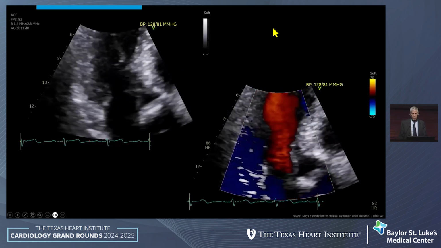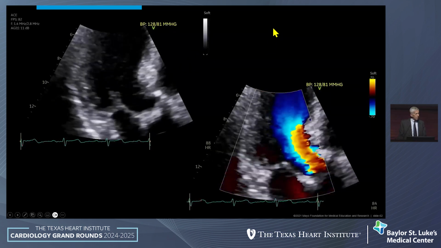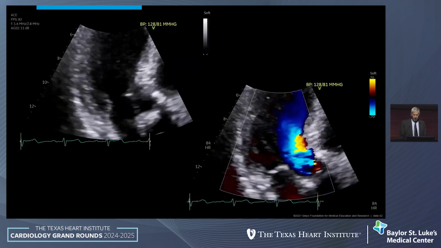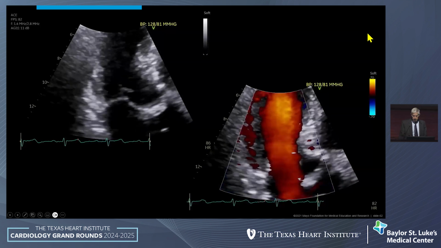And it turns out that with antibiotic treatment, everything healed up. He didn't need replacement of the ascending aortic graft and the aortic valve.